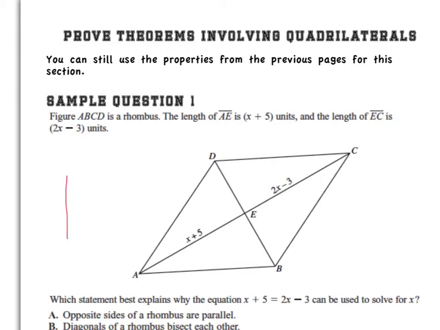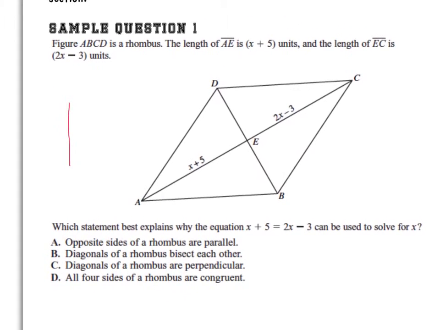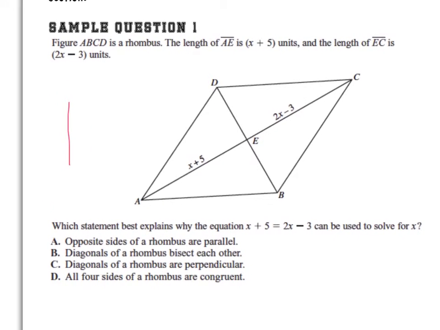All right, these theorems keep going. We just did the one on coordinate geometry, but they can also be done without coordinate geometry. We're looking at an algebra problem here, and the question is, what statement best explains why the equation x plus 5 equals 2x minus 3 can be used to solve for x? This is straight off of that two-page document. This is a rhombus, it tells me in the problem. A rhombus has diagonals that bisect each other, meaning this piece is equal to this piece because it's bisected by this diagonal. So that would be answer choice B.